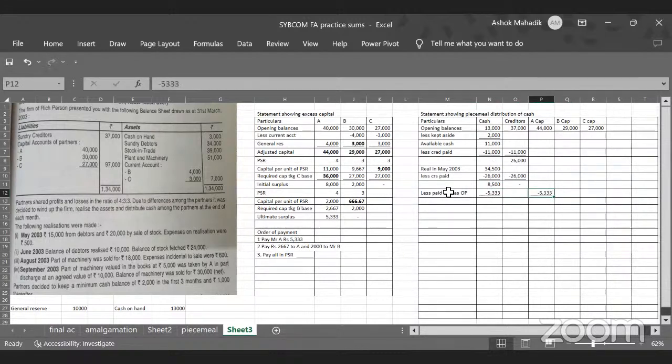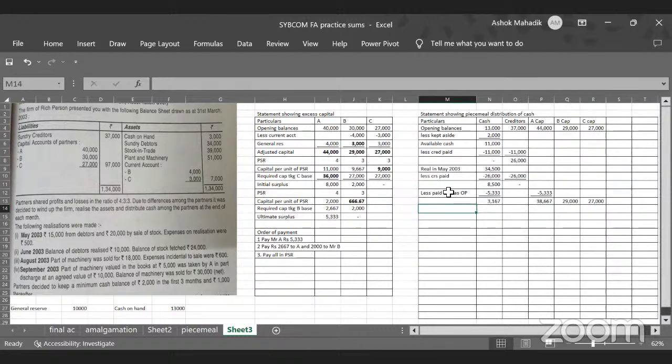We are paying A. Okay. So my cash balance left will be 3,167. Capital of A after this payment will be 38,667. We haven't paid anything to B, so his balance will be as it is. Even in case of C, balance will be as it is. Clear? Now, what is the order of payment?